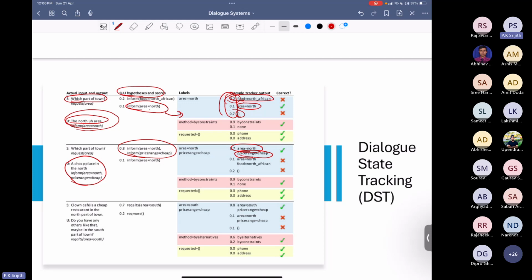For this example specifically, this state tracker is not predicting correctly. But in this case, you can see that the dialog state tracker is predicting that this user input is about area north and price range cheap with probability 0.7, and area north and food North African with probability 0.1, and none with probability 0.2. So you can think of this as a probability distribution over possible outputs that the dialog state tracker is predicting.